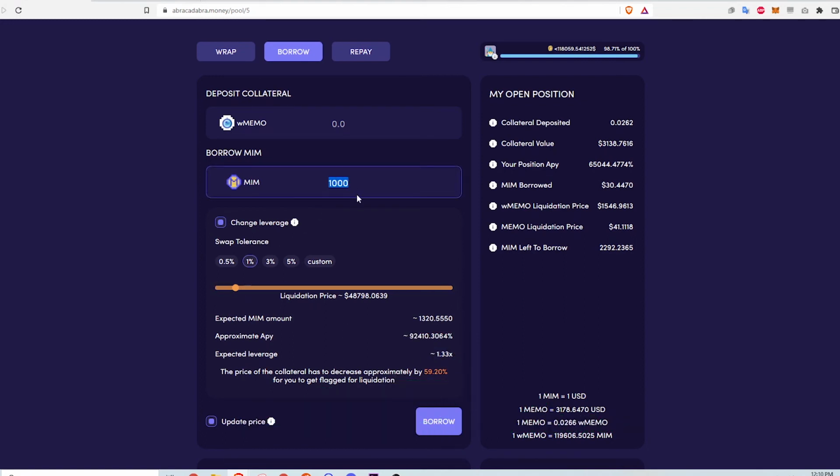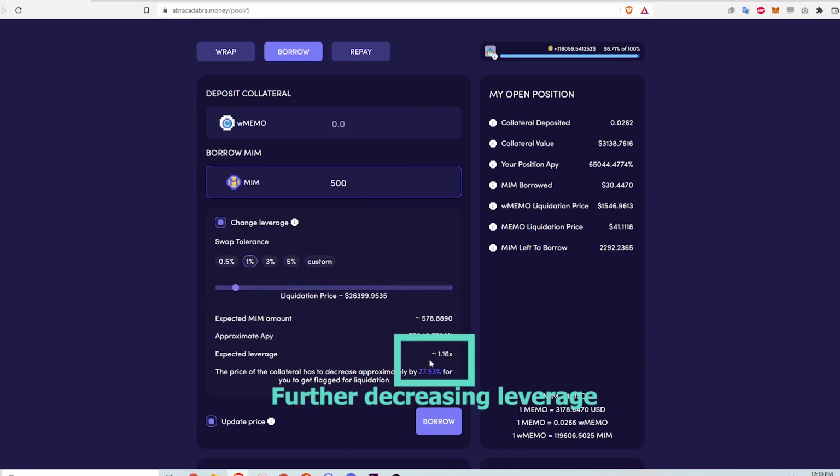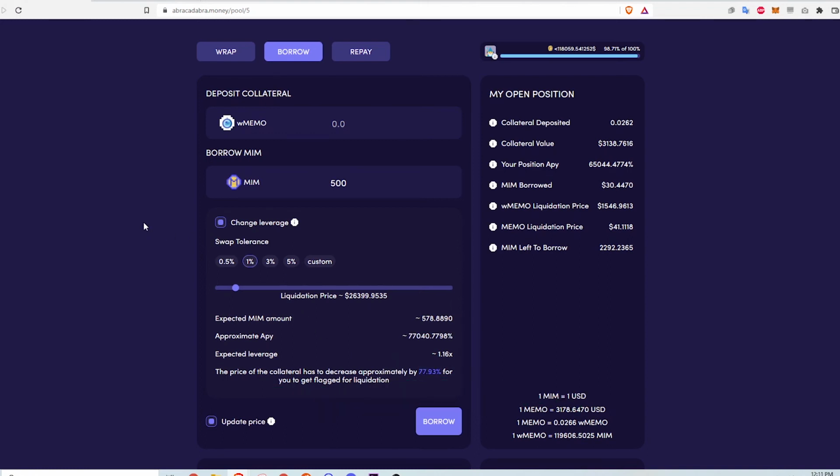I can make it even more safe by updating the initial amount of MIM to borrow in the borrow MIM field. When using this option, I won't be receiving any MIM at all. I will just be increasing my WMEMO position in a leveraged way, giving me an increased APY interest rate. It's very important to realize that if I get liquidated using this strategy, I end up with nothing, whereas if I just borrow regularly without the change leverage option, I still have the MIM that I borrowed. I just no longer have my collateral.